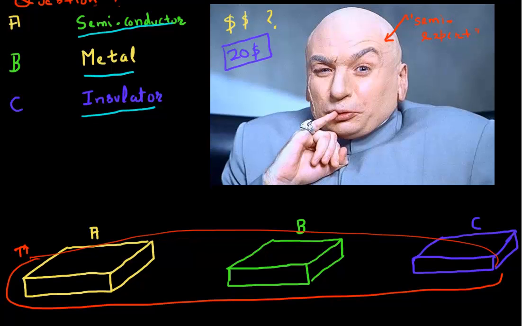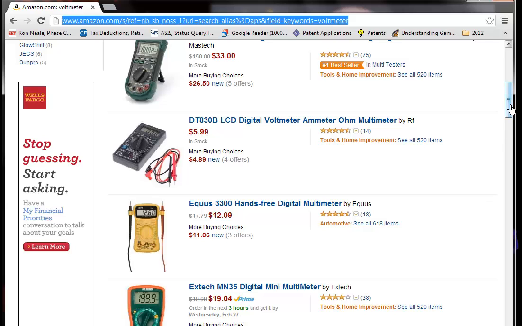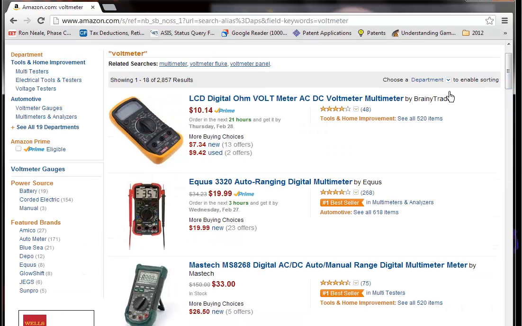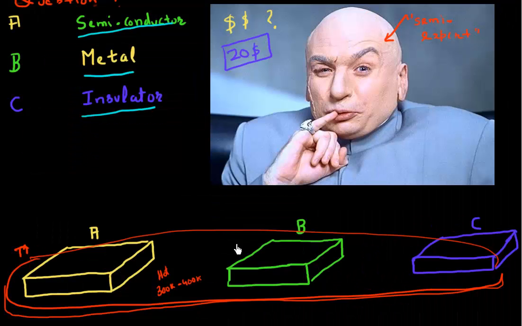I'll place these 3 slabs of material that you gave me on a hot plate, and I'll vary the temperature from 300 Kelvin to 400 Kelvin, and you have been generous enough to give me this $20. So I'll use this $20 to buy a voltmeter. Let me see if I can buy a voltmeter. I look up on Amazon, and there are many very good voltmeters available for less than $20. So I'll buy one of them, and I'll use that to measure the resistance.